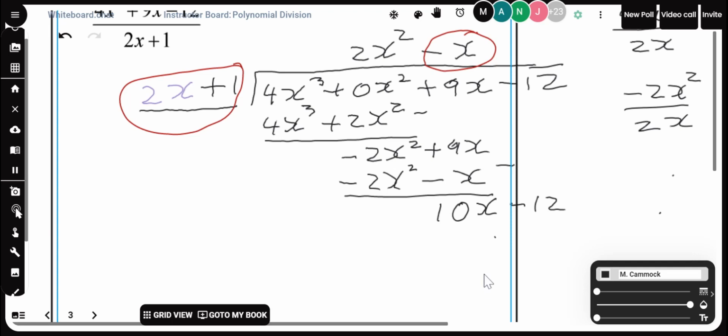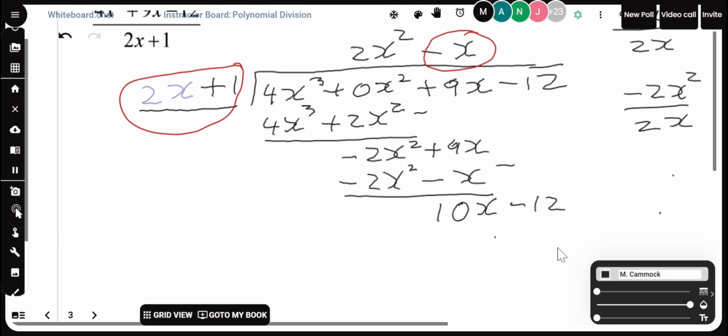Yes, that's correct. So divide the first term of what you have here by the first term over here. Now we're at 10x minus 12. And on the side here, I'm going to put the 10x again and divide that by the 2x. Now, I was about to say that we don't stop dividing until the degree of the remainder gets lower than the degree of the divisor. But we can't stop if they're equal. We can't stop if it's more. So we're going to keep going here.